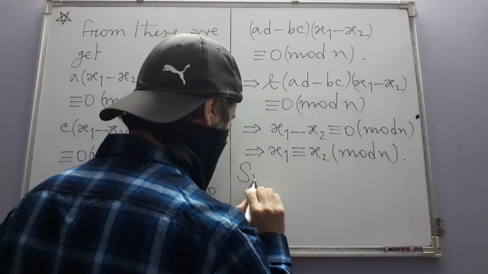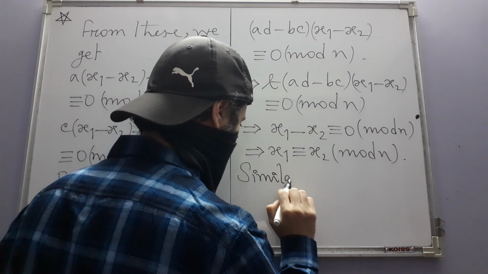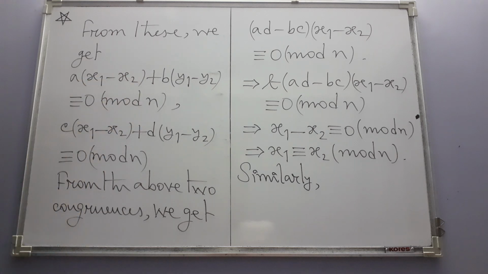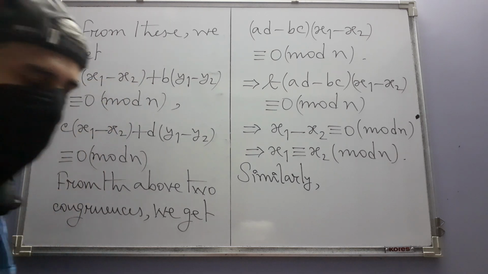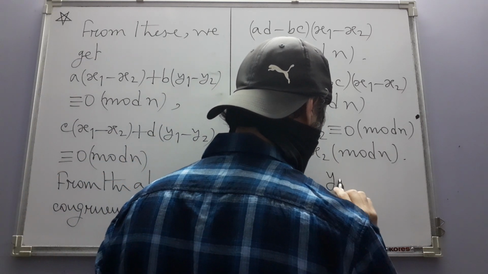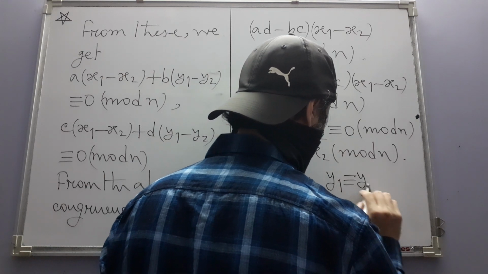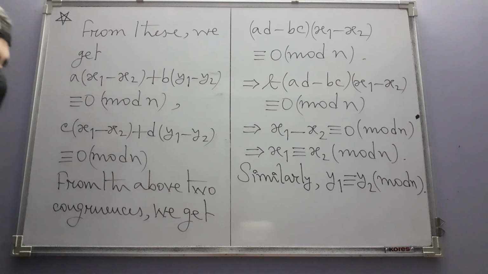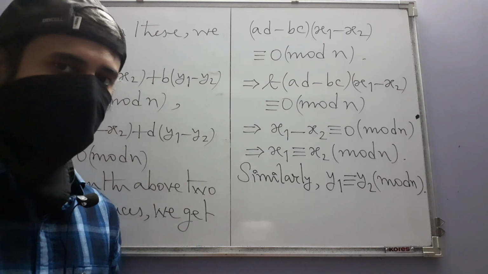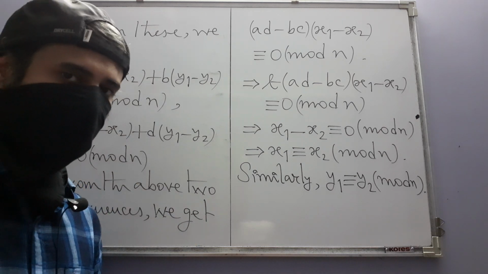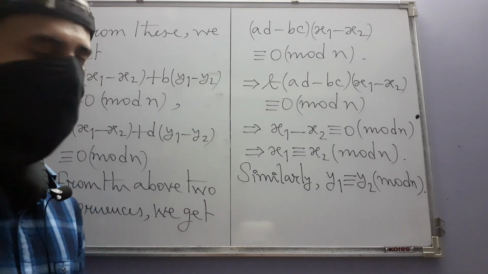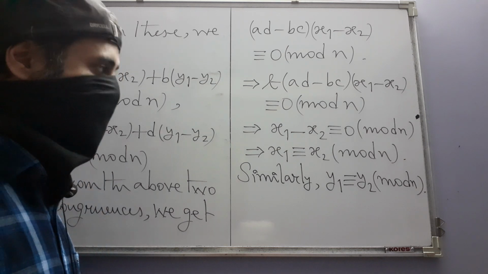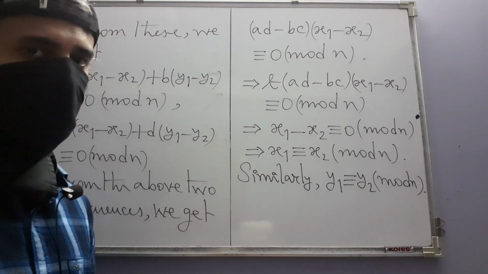Similarly, if one eliminates x1 minus x2, one will ultimately get, you can already see, y1 congruent to y2 mod n. So the solutions x1, y1 and x2, y2 are essentially the same solution. Modulo n, they are equivalent, so you haven't got really anything new. And that is why we say that the solution is unique.